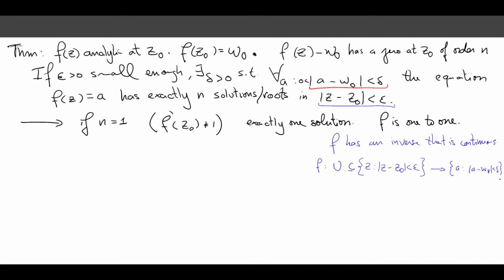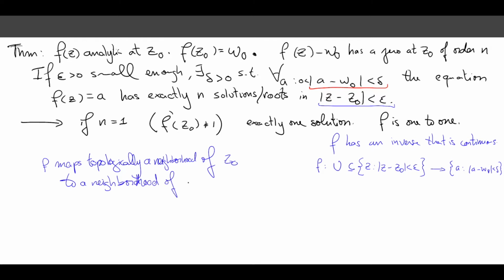It just means that f around this point is a one-to-one map, and actually the inverse is continuous, and this is what we call f being a topological map. So f in this case maps topologically, which just means that it's continuous and its inverse is continuous, a neighborhood of z0 to a neighborhood of w0. Okay, this will be more clear in a second.